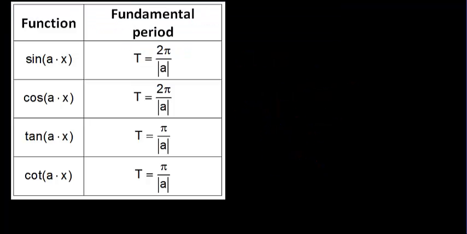Here is the summary of all these formulas we have. For sine ax, cosine ax, tangent ax, and cotangent ax, what is the fundamental period? T is going to be equal to, as you see here, 2 pi over the absolute value of a for sine and cosine. For tangent and cotangent, it's going to be pi over the absolute value of a.